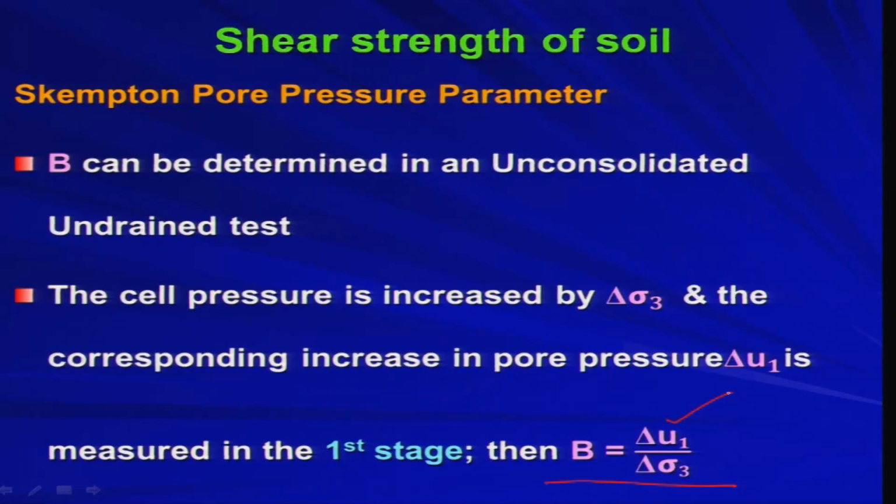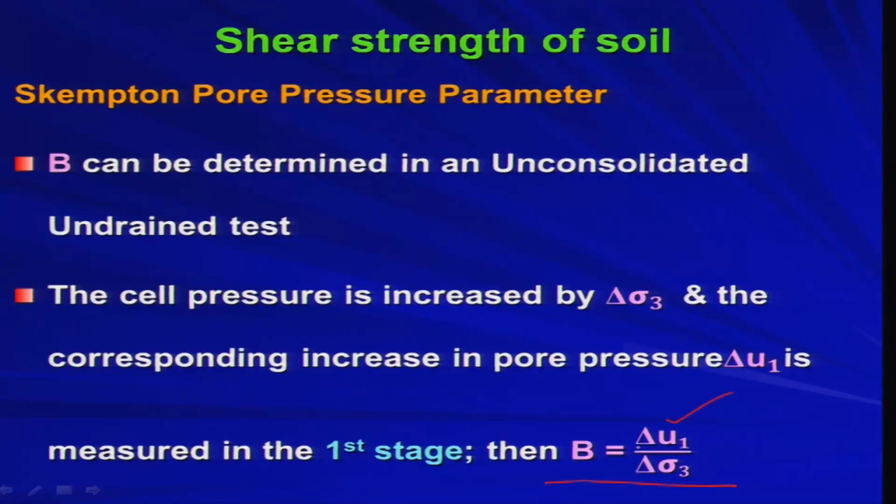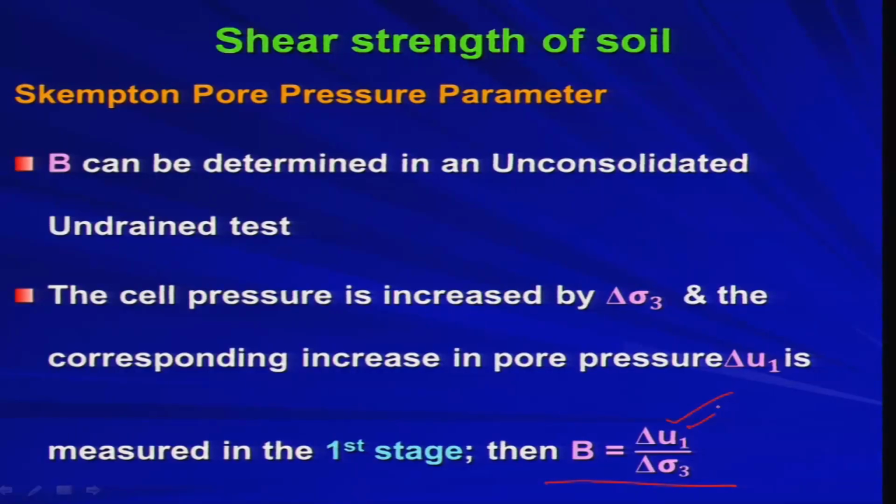So, you are doing an unconsolidated undrained test. That means in the first stage you are closing the valve, and in the second stage also you are closing the valve. So, in both the stages you are measuring the pore water pressure. In the first stage, B is given by this expression: B is nothing but delta U1 by delta sigma 3. Now, in the first stage, when you are applying only the cell pressure and you are not allowing consolidation of the soil sample, some pore water pressure will build up. That pore water pressure is delta U1. So, delta U1 by delta sigma 3, the increment of cell pressure, will give you the value of B. In that way B can be determined.